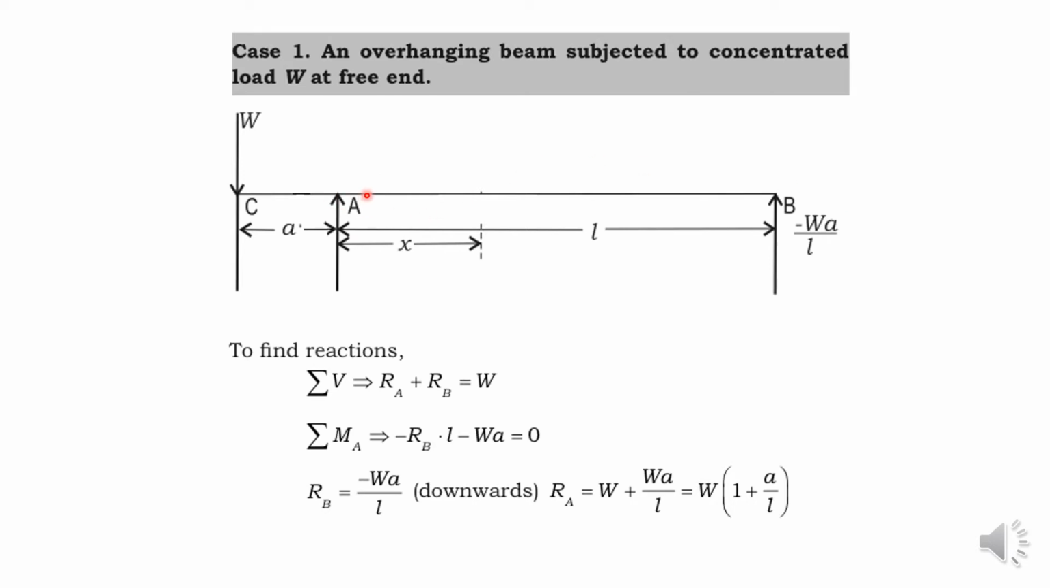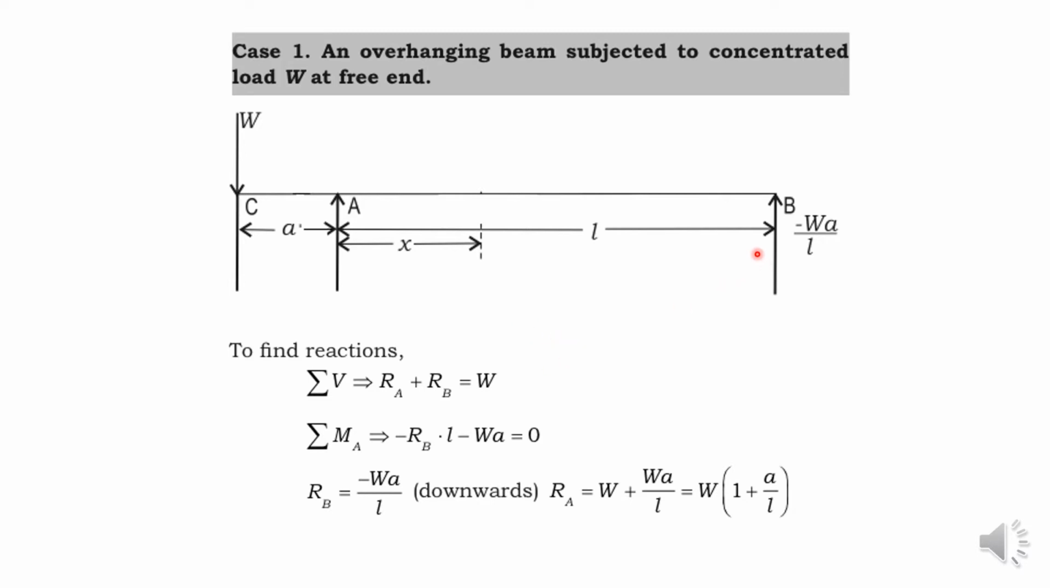and the ends are simply supported at A and B, and the point C is acted upon by a load W. In order to find the reactions, we have to consider this W also. So what are the conditions of equilibrium? Sigma V equal to 0 implies RA plus RB equals W. Now sigma MA equal to 0: minus RB into L minus W into A, that is anticlockwise, which is negative.